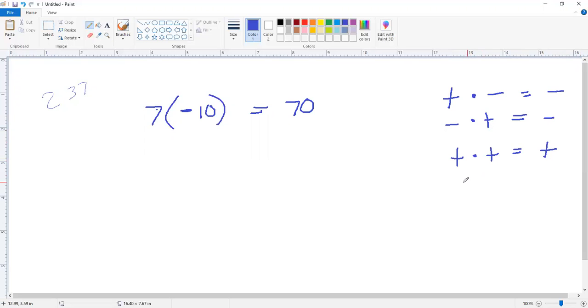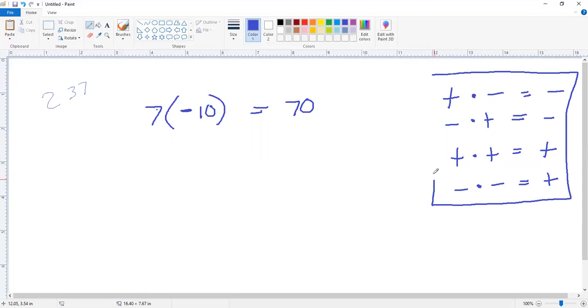Here's where it gets a little tricky. If you have a negative number times a negative number, it will also equal a positive number. So this is the rule right here. Make sure you write that down and keep that safe so you have that when you need it. So we have a positive times a negative, which makes this a negative 70 for your answer.